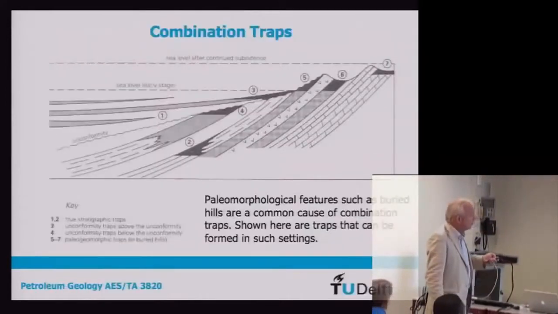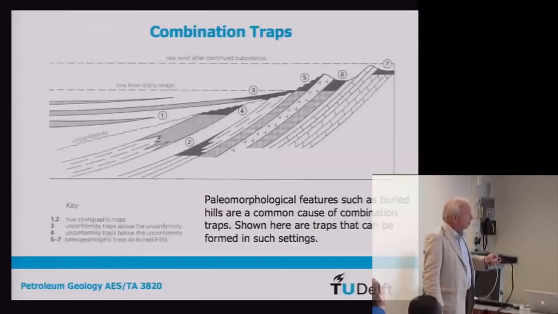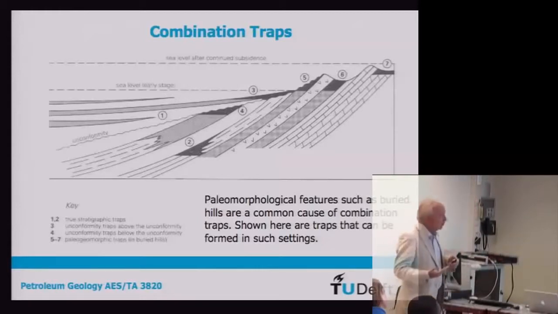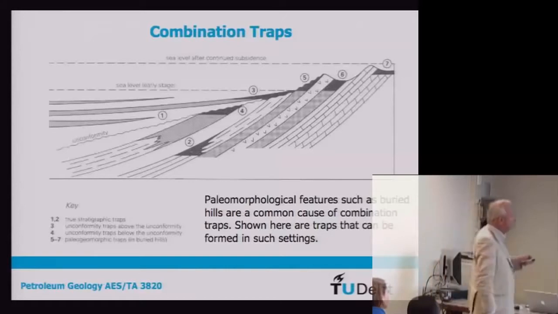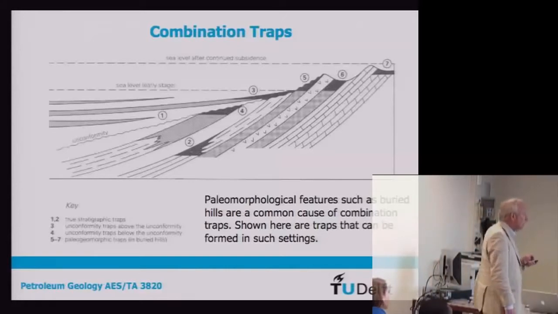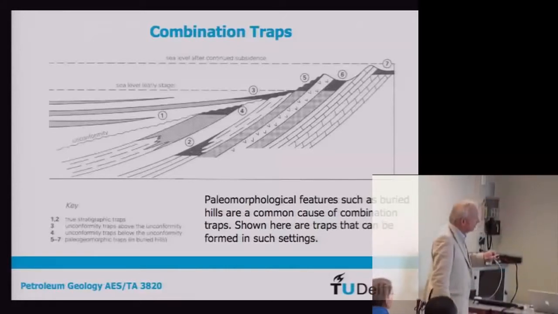So these are typically the combination traps where unconformities play a big role. As you can see here, these onlaps above unconformities, erosions, buried hills, and so forth. There's a lot of traps that are associated with this. They have a structural component, and that's the tilting here, and they have a stratigraphic component, and that's the onlaps and the pinch-outs associated with it.